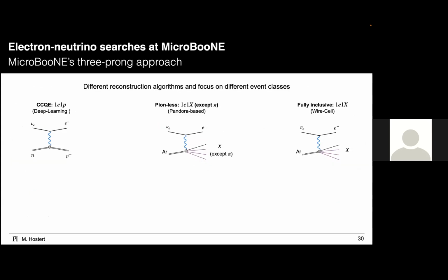So there are 3 separate analyses in MicroBooNE. The first one is using only events that look like CCQE. Here you have to remember that looks like CCQE may not necessarily be CCQE events because of nuclear effects, but they're looking for a 1 electron, 1 proton final state. The other one is a pionless final state, so it's 1 electron plus whatever else except pions. And the final one is inclusive, meaning I see 1 electron, I know that's a nu e interacting, and I don't care what happened in the nuclear leg of the process, whatever else I see in my detector.